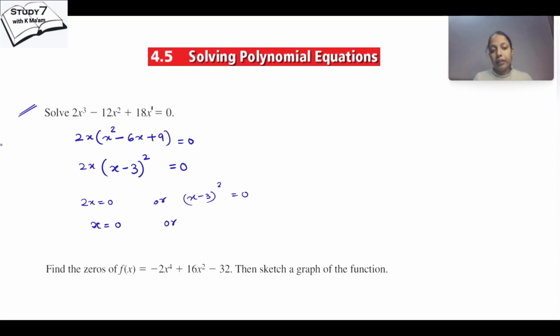Or here, x minus 3 squared equals 0. If the square of something is 0, that means the term itself is 0. And you will get the x value 3 from this, and here x is 0. So you have two roots, 0 and 3. No doubt 3 is a repeated root, 3 comes 2 times, but there are two different roots, 0 and 3. Okay.